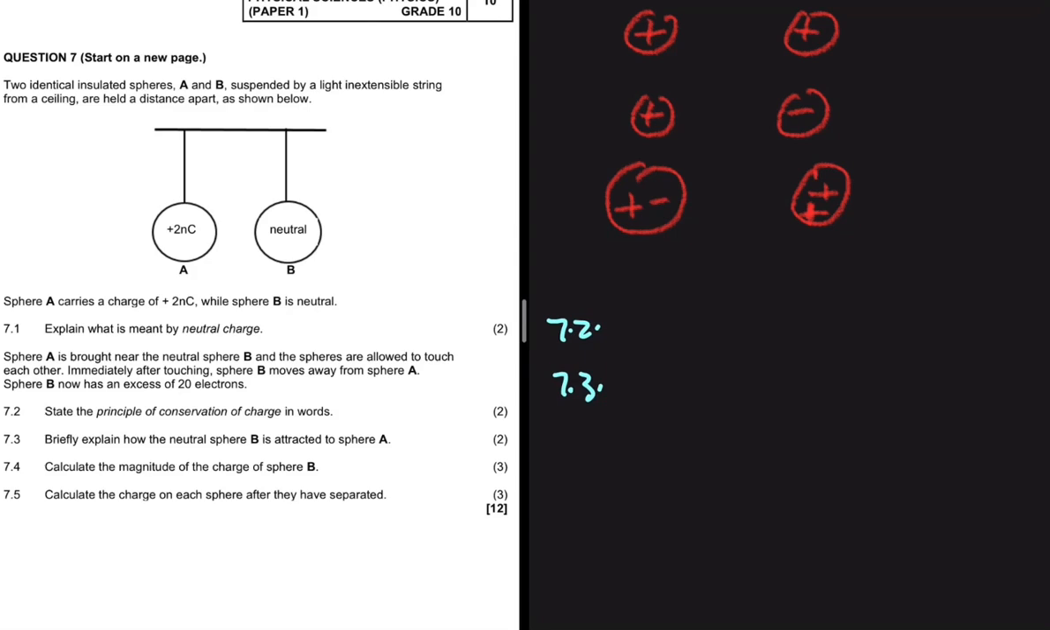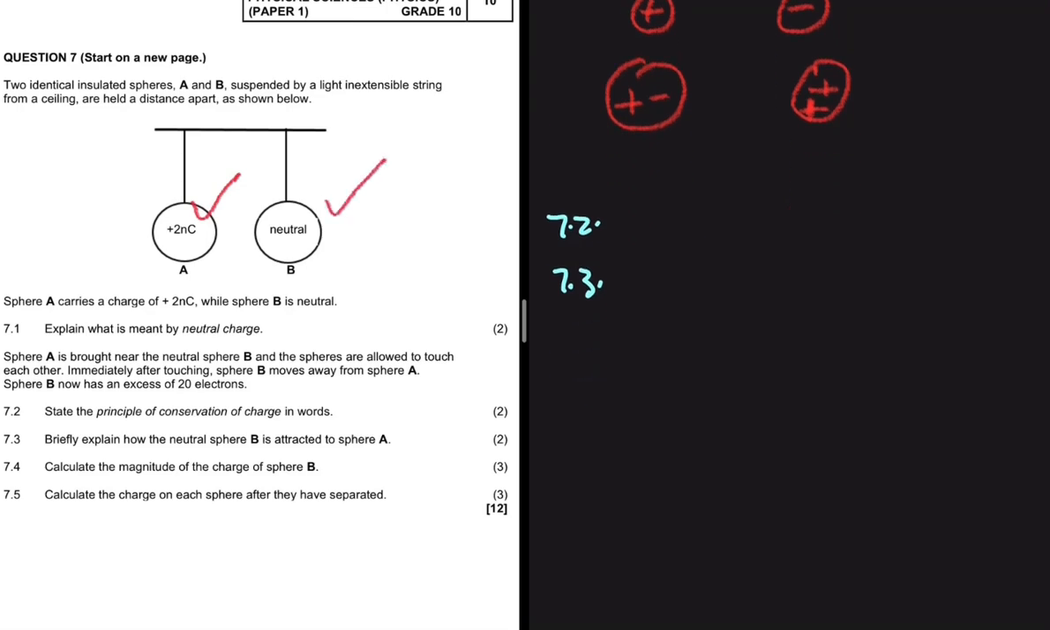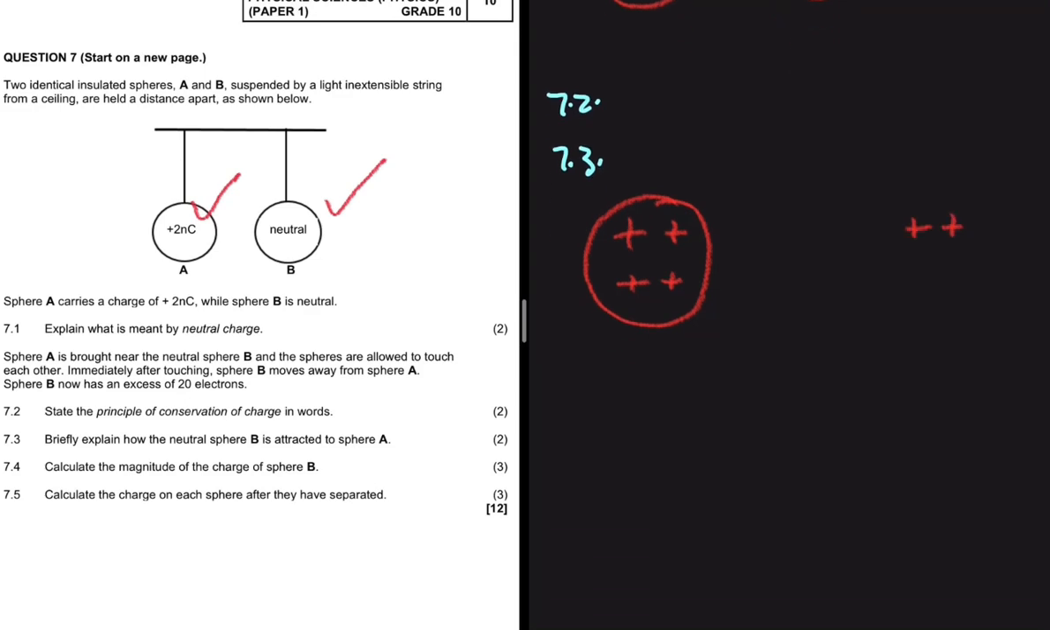Briefly explain how the neutral sphere B is attracted to sphere A. So there we have the answer to the question I had posed earlier. A neutral charge and a positive charge will attract, but now we're supposed to explain why that is the case. Sphere A is positive, sphere B is neutral. Let's have an example of how that can look. For sphere A, we can have 4 protons, and for sphere B, we can have 2 protons and 2 electrons, the same number of protons and electrons. This is positive and this is neutral.